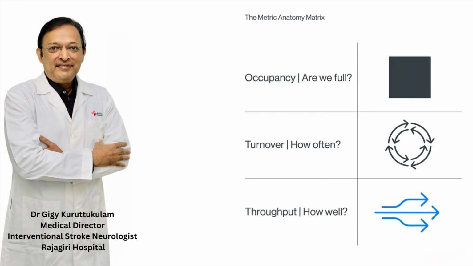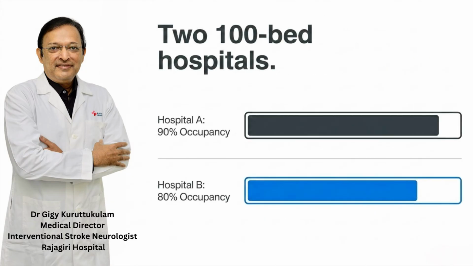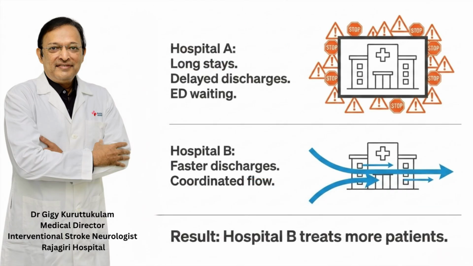Let me give you a real-world example. Two hospitals, both have 100 beds. Hospital A has 90% occupancy. Hospital B has 80% occupancy. Most people will assume Hospital A is doing better. But let's look deeper. Hospital A has long stays, delayed discharges, and patients waiting in the emergency department. Hospital B has faster discharges, better coordination, and more patients moving through the system. So even with lower occupancy, Hospital B is actually treating more patients. That is the power of throughput.